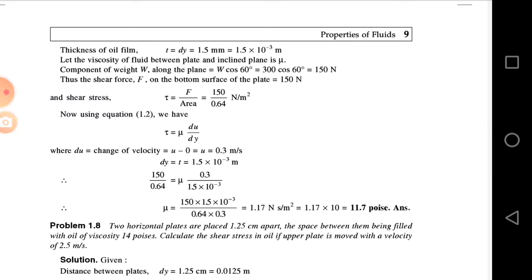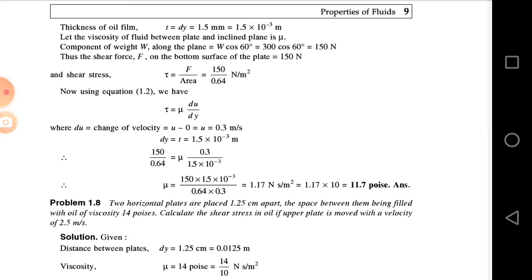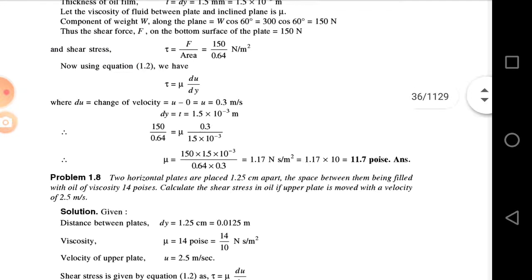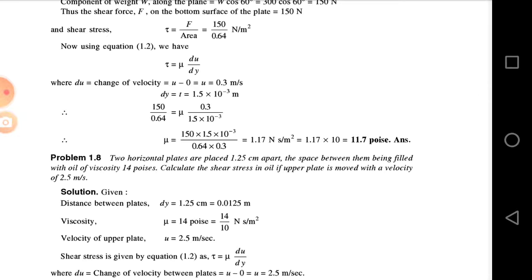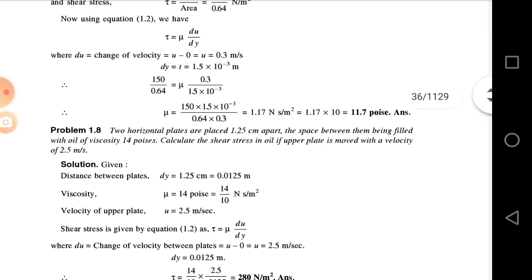Viscosity, take it as mu. Component of weight acting on the plane is W cos 60, 300 cos 60, 150 Newton. Therefore, shear force on the bottom surface of the plate is 150 Newton. Shear stress is force by area, 150 divided by 0.64. And from the expression tau is equal to mu into du by dy, you get mu as 1.17 Newton second per meter square, that is equal to 11.7 poise.